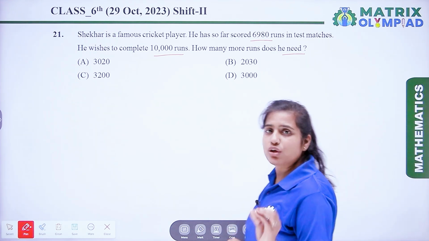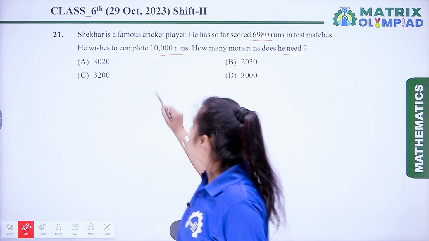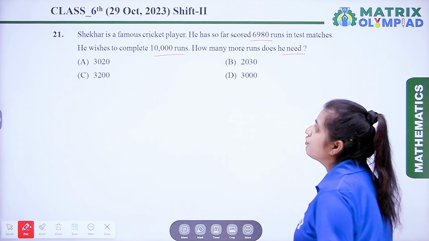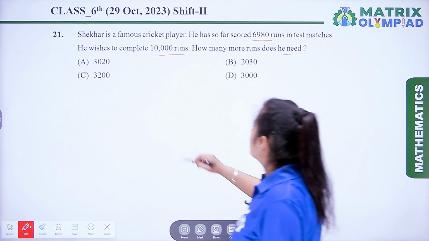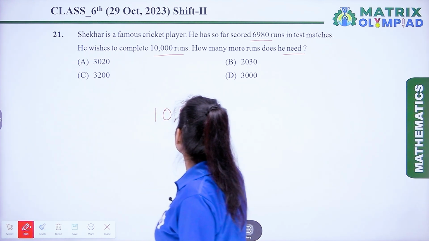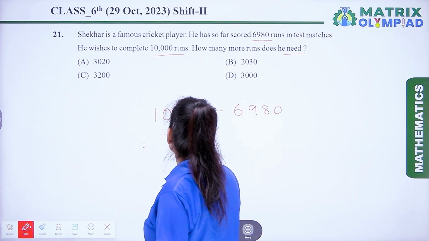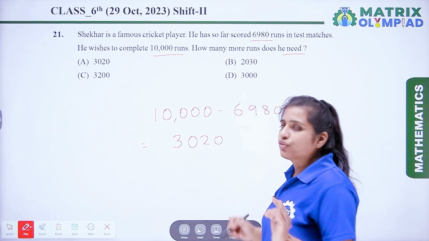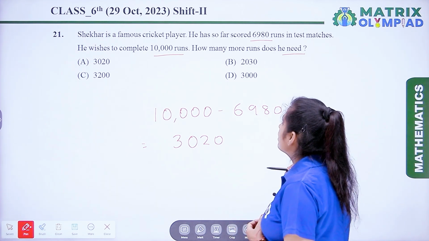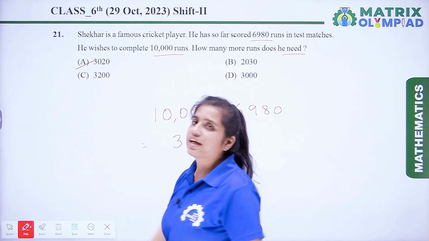So here we have to find out the total runs that are needed by Shekhar to complete his target, that is 10,000. For that, we have to find the difference between these two numbers. So let's subtract 6,980 from 10,000. The difference is 3,020. So 3,020 are the runs that Shekhar needs to complete his target. So option A is the correct answer.